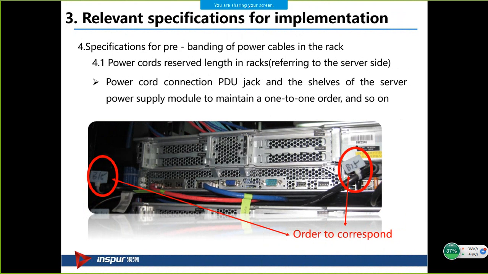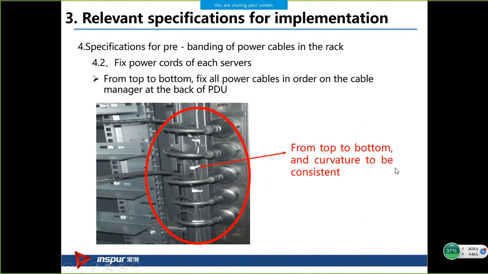And here are the power cords between the different PDUs. For example, there may be two PDUs on one side, or another situation is one PDU here, one PDU on one side, and another PDU on the other side. And from the top to the bottom, the curvature should be consistent.